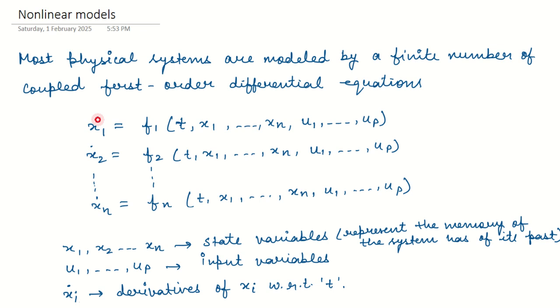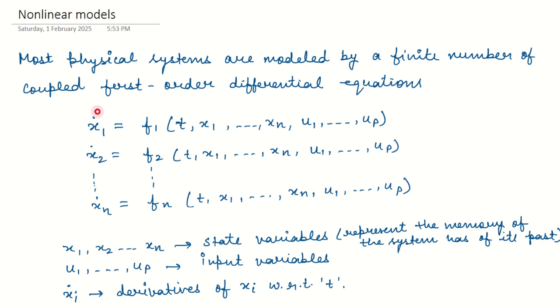For example, x1 dot is equal to some function f1 of t, x1 to xn, u1 to up. Similarly, we can write x2 dot up to xn dot. Here x1 to xn represent state variables, and u1 to up represent input variables. State variable means it represents the memory of the system.